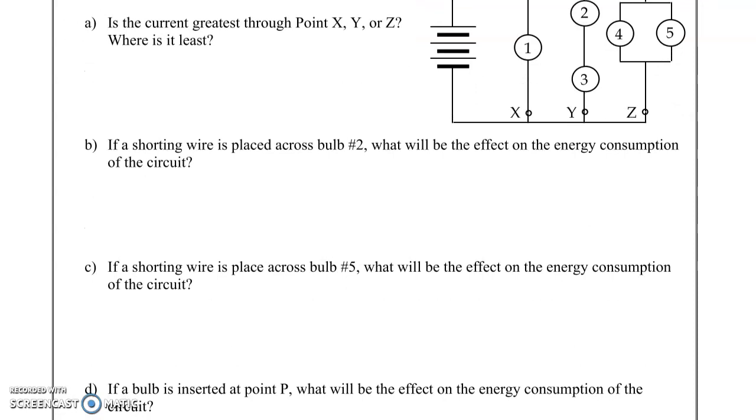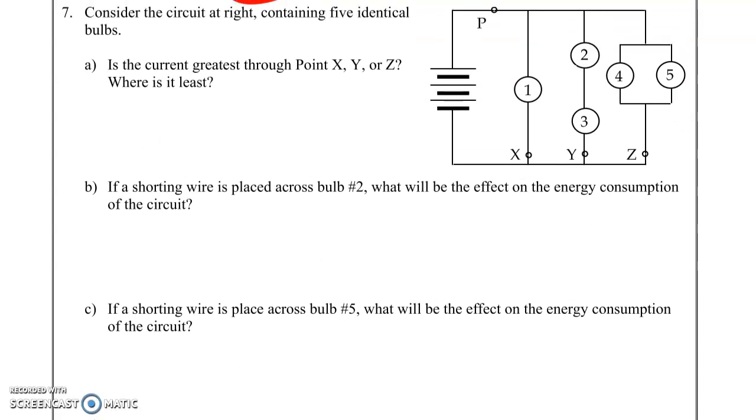If we placed a shorting wire across bulb 2 right here, okay, then all that's going to do is make the charge bypass bulb 2 as it flows through that second branch. That is going to make this bulb brighter. It will not, however, have any effect on these 2 because on these branches the resistance did not change, but on this branch the resistance got lower, and so the charge flow is going to increase through bulb 3.